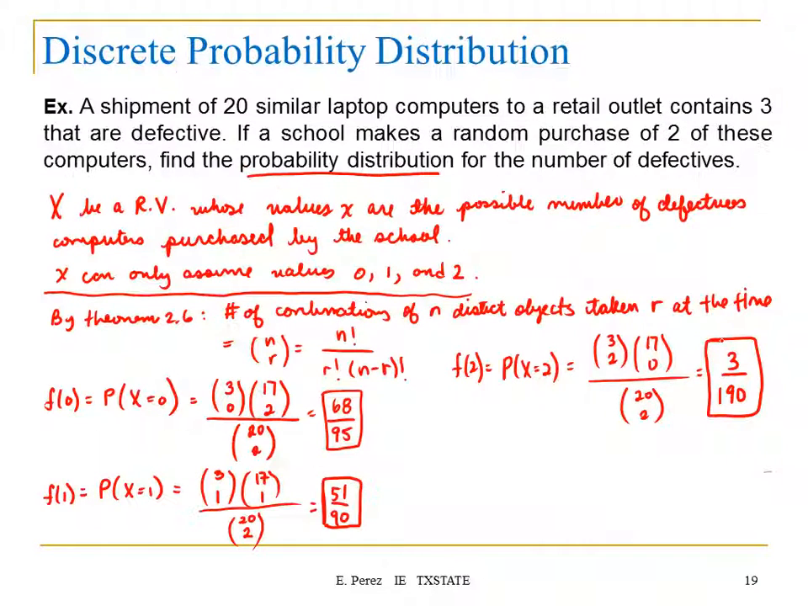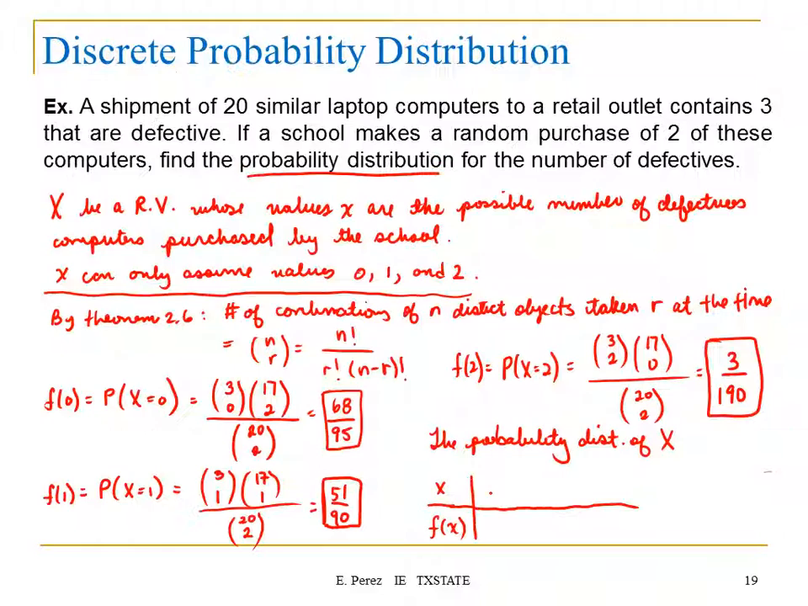So again, this is a discrete random variable. We are defining the discrete probability distribution. We found the probability for each one of the values of that random variable. So now we can create a table that will put together all the probabilities. So the probability distribution of x: for x, we have f of x.